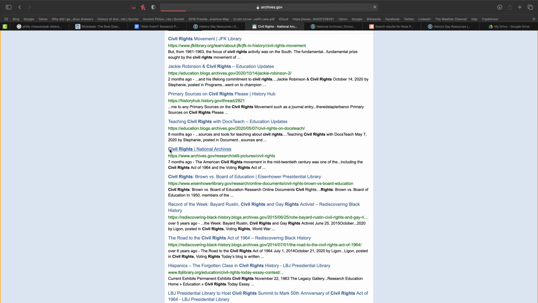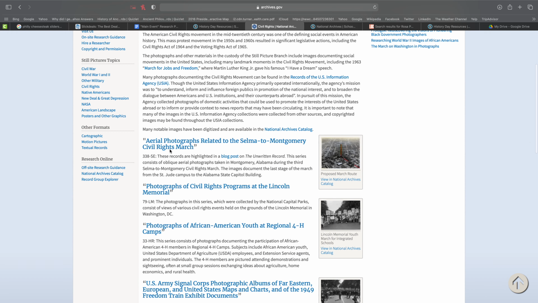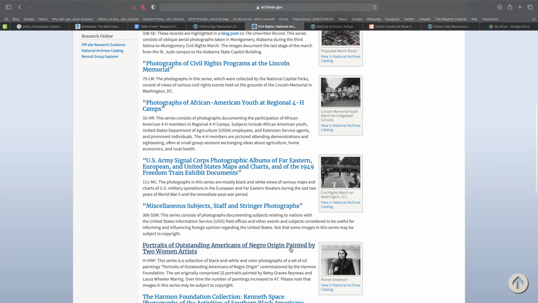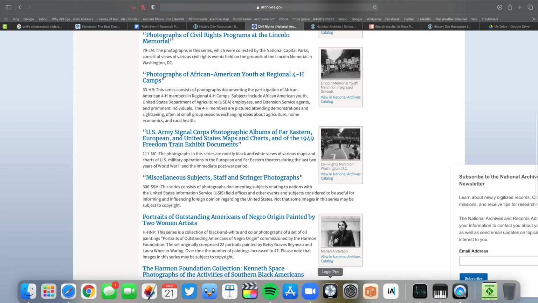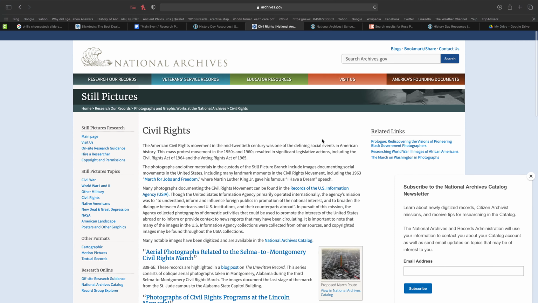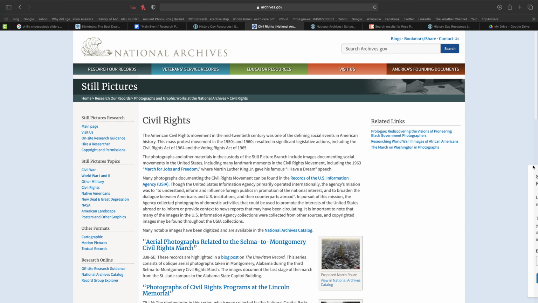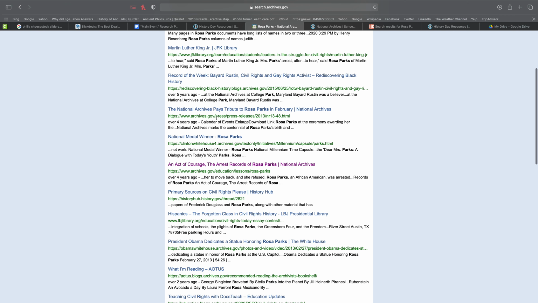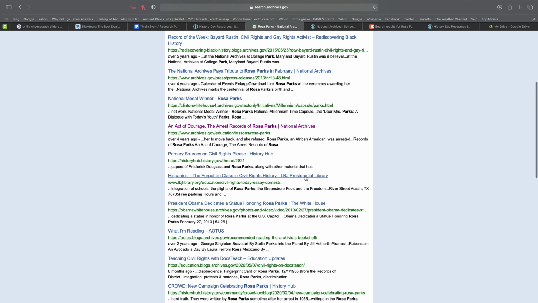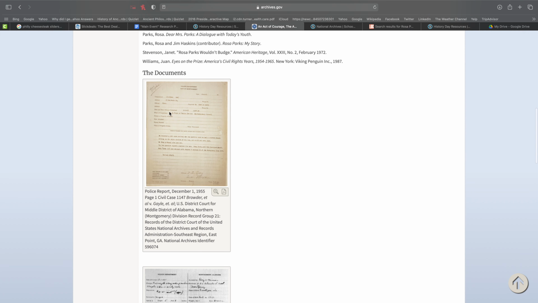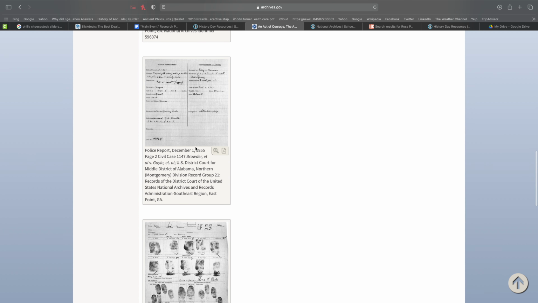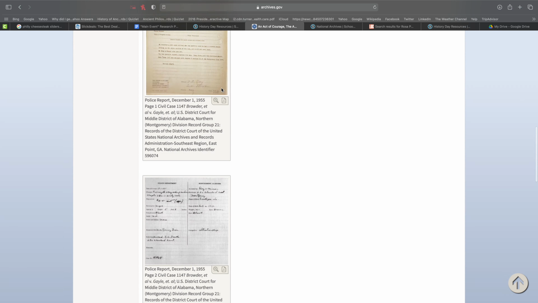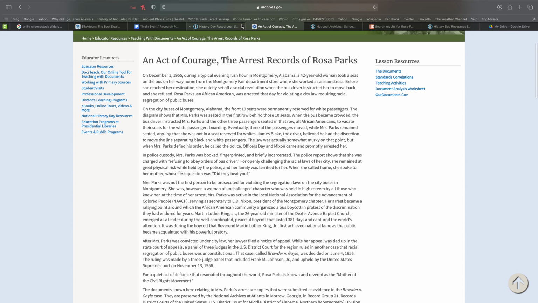It goes here, civil rights in the National Archives, and then you have different pictures and different things to look at. You can use all of these on your project. Let's see if there's anything for Rosa Parks. There might not be, but we can check. It looks like there are some things, like the arrest records of Rosa Parks. You can look at that and talk about what those are. That's what you'll find a lot of: more documents than pictures.